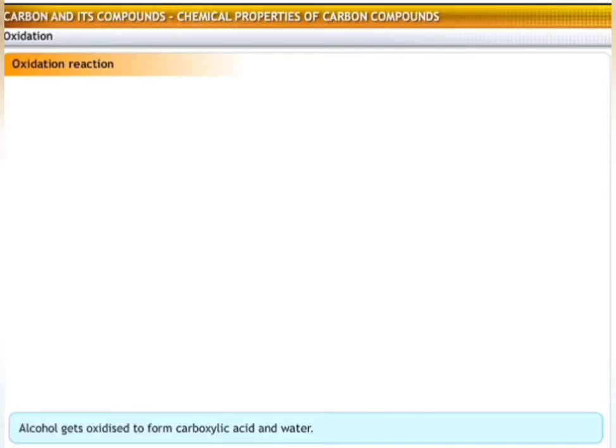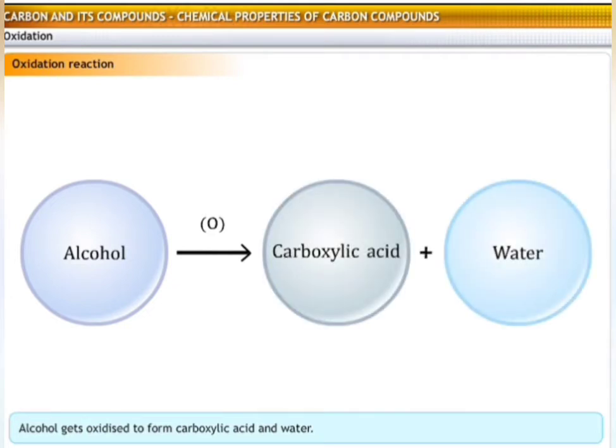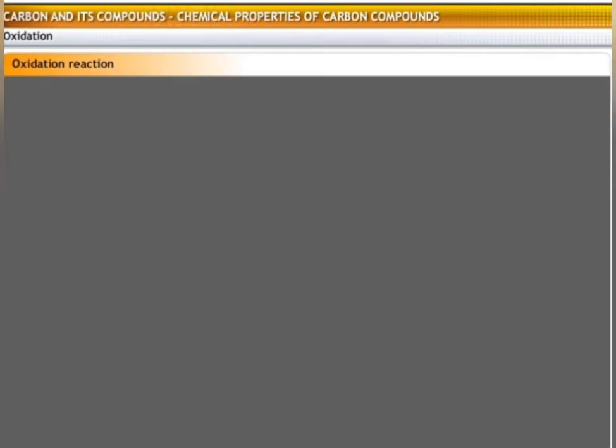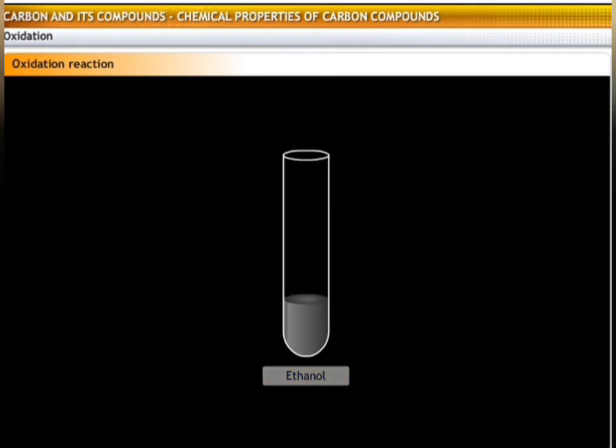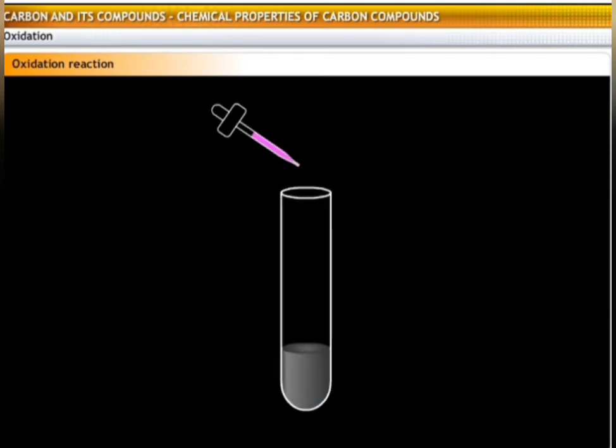Carbon compounds undergo oxidation reactions. For example, alcohols undergo oxidation reactions and form carboxylic acids and water. Let us learn more about oxidation of alcohols through an experiment. Take a small amount of ethanol in a test tube and place it in a water bath. Now, add a 5% aqueous solution of alkaline potassium permanganate, drop by drop, to the test tube.